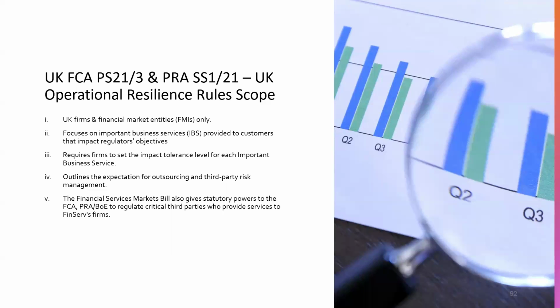The rules also outline the expectation for outsourcing and third-party risk management, just like DORA. And the Financial Services and Markets Bill gives statutory powers to the FCA, that is the Financial Conduct Authority, and the PRA, the Prudential Regulation Authority, to regulate critical third parties who provide services to the financial market entities and financial services firms. Just like DORA, the onus is upon these regulators to also regulate critical third parties in addition to the financial services firms.